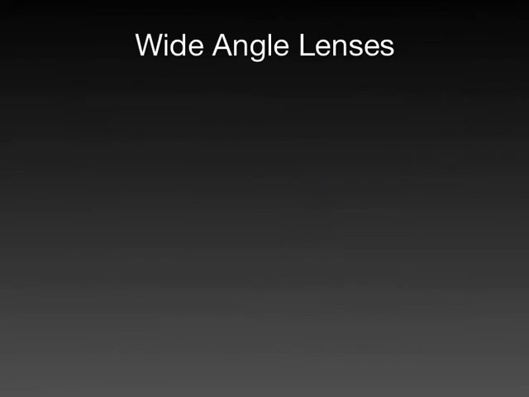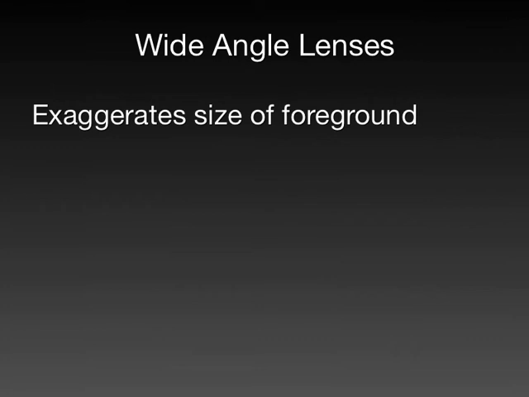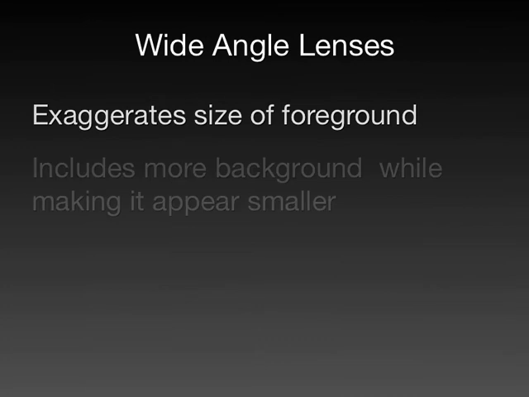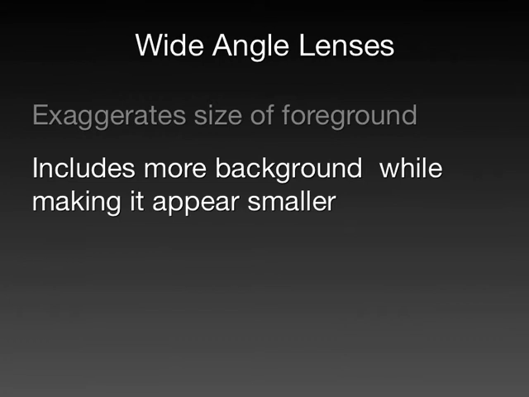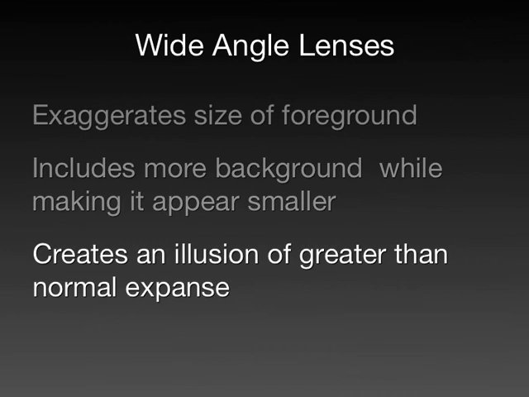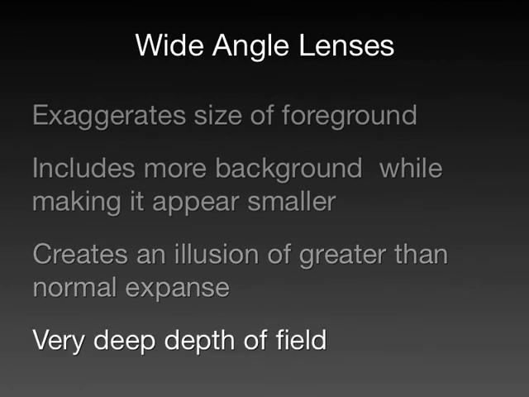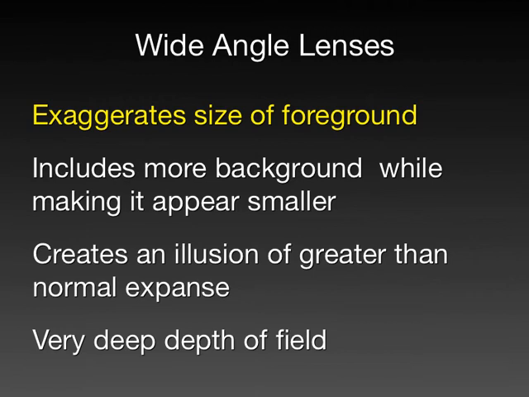Okay, so let's check out the attributes of wide-angle lenses. First, they exaggerate the size of the foreground. Next, they include more background while making it appear smaller. They create an illusion of greater than normal expanse. They sort of stretch the scene out. And inherently, they have a very deep depth of field. So even if you're at f5.6 or f8, chances are you're going to be able to get everything very, very sharp. Let's begin with the exaggeration of the foreground.